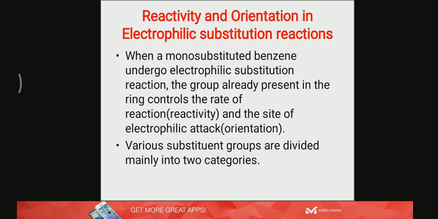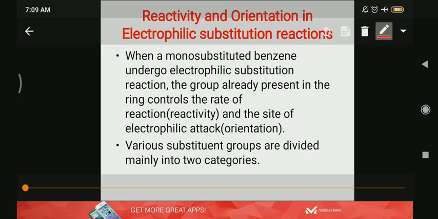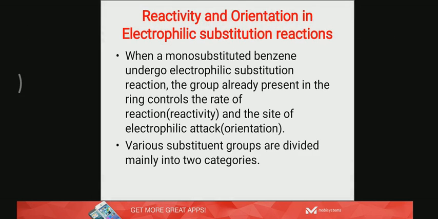where it was the reaction of bare benzene, that means benzene without any substituent. Here the question is, what if benzene is already carrying a group? Then two questions arise. Suppose, we know during electrophilic substitution reaction, one hydrogen on benzene ring is replaced by various groups during electrophilic substitution reactions.